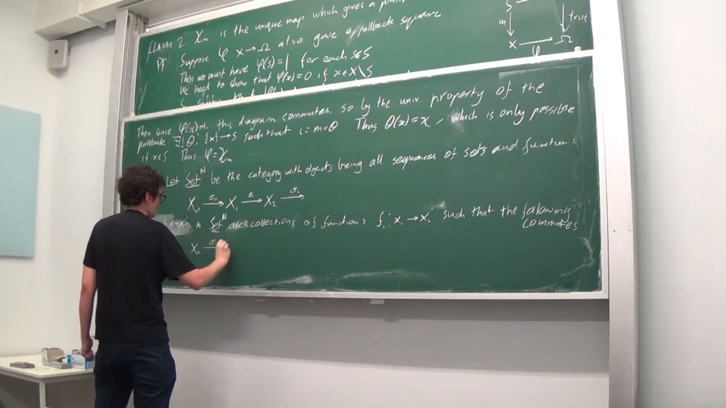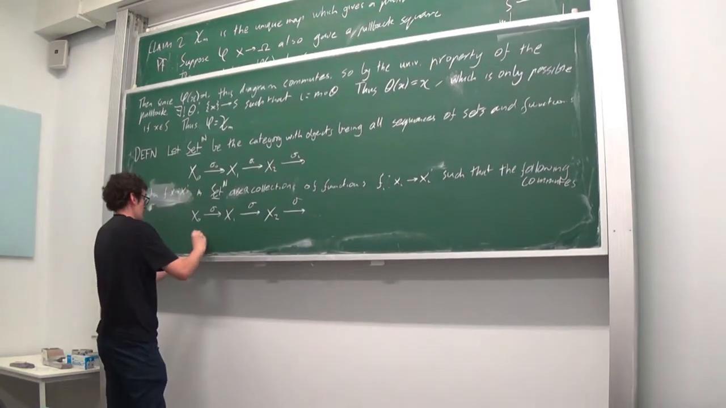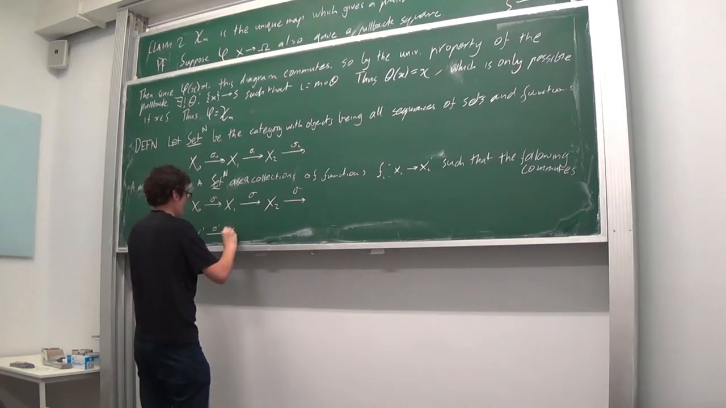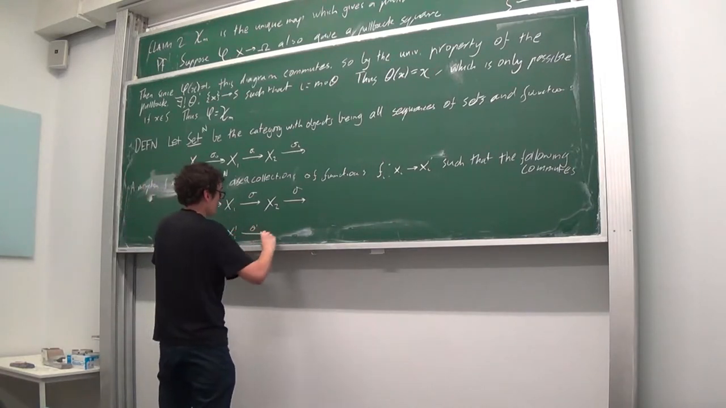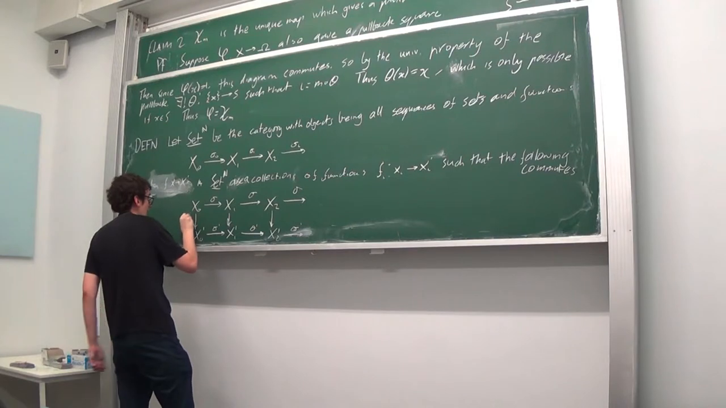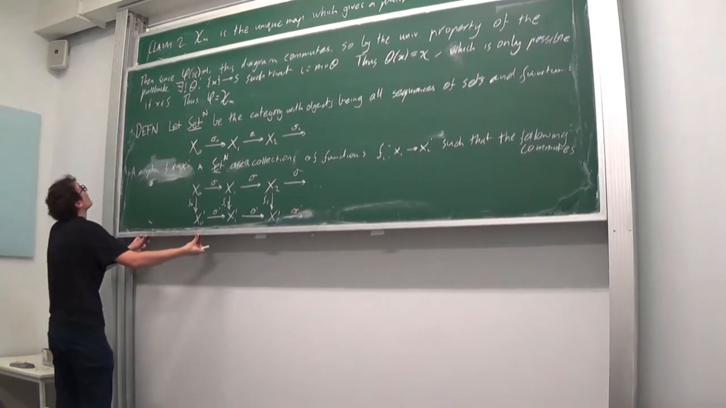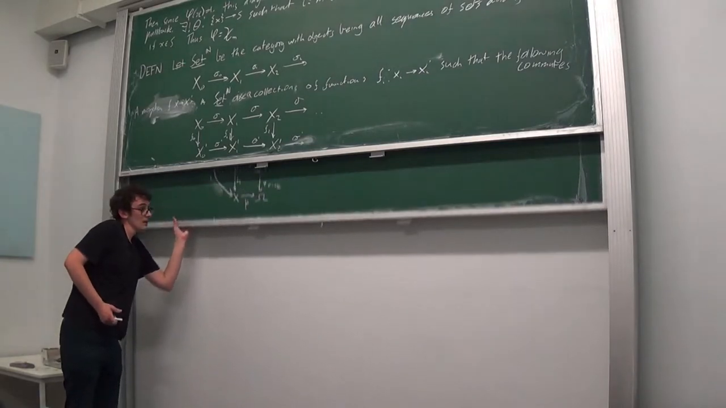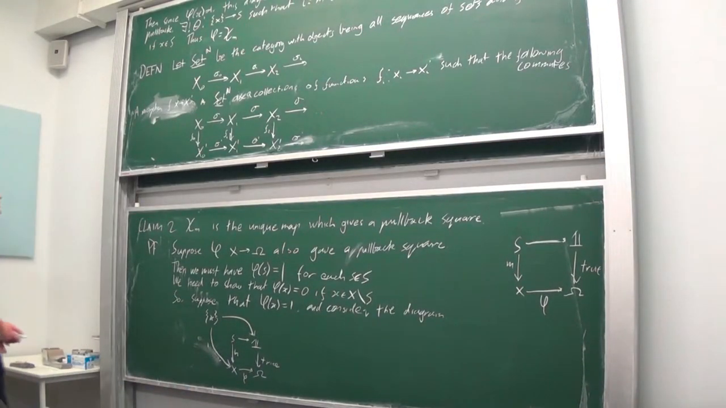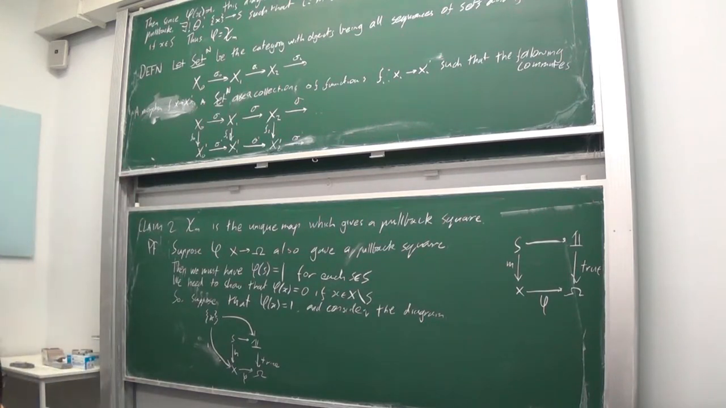X naught, sigma, X1, sigma, X2, sigma, dot, and below, X0 prime, sigma prime, X1 prime, sigma prime, X2 prime, sigma prime. And then we just have the obvious vertical arrows. So this is f0, this is f1, and this is f2. In particular, such a morphism is a monomorphism if each of these arrows f is a monomorphism. And at least for when I describe the subobject classifier, I'm just going to assume that they're all inclusions because it makes it a lot easier.